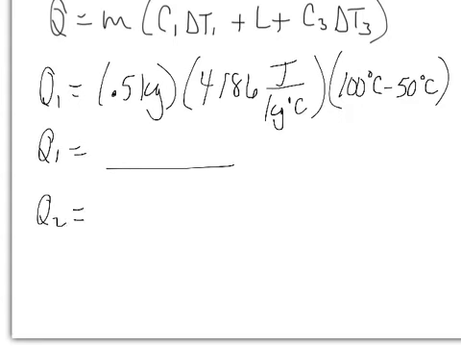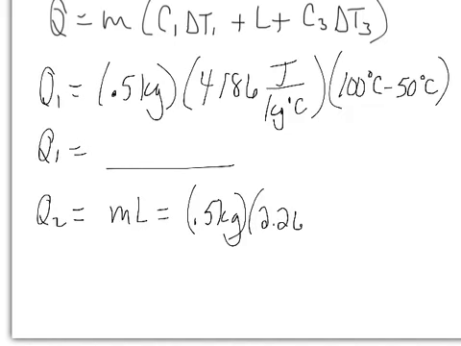Q2 is the heat that it takes to change phase from the water to the gas, and we use mL. So that's just the mass times the latent heat of vaporization, not the latent heat of fusion. Be careful. 2.26 times 10 to the 6 joules per kilogram.